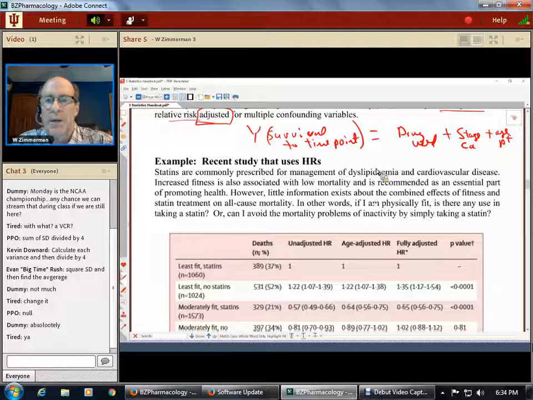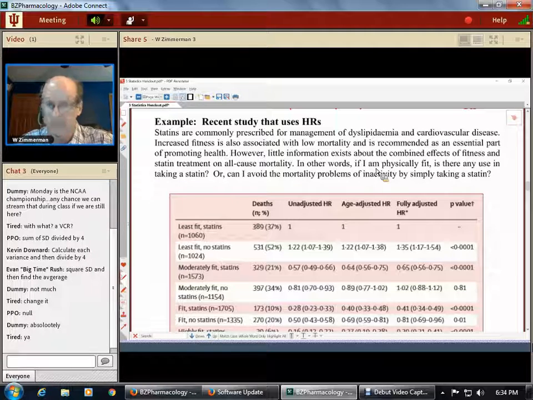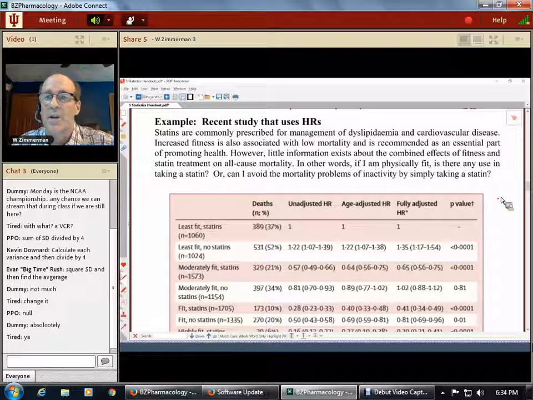Statins are commonly prescribed for the management of dyslipidemia and cardiovascular disease. Increased fitness is also associated with low mortality, and is recommended as an essential part of health. No information exists about the combined effects of fitness and a statin on all-cause mortality. In other words, if I'm your patient, I say, well, I don't need a statin. I exercise regularly. I get the 40 to 50 minutes a day, 5 times a week, and that's been shown to cut my mortality from these diseases in half. I might still die of cancer right when I get that.